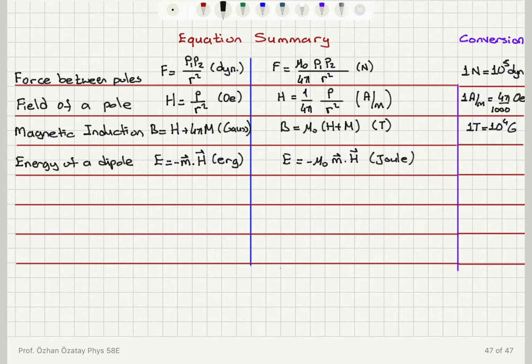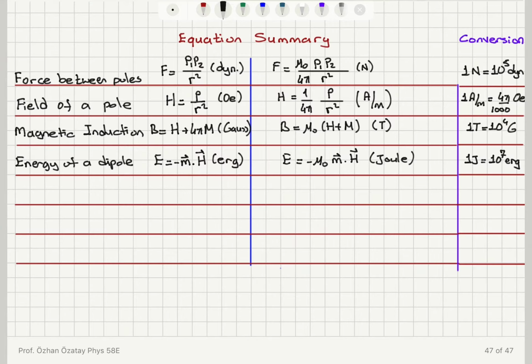The magnetic moment is ampere meter square. H is in ampere per meter. Mu 0 is again 4 pi 10 to minus 7 Henry per meter, for example. And the conversion between joule and erg is 1 joule is equal to 10 to 7 ergs. Okay.